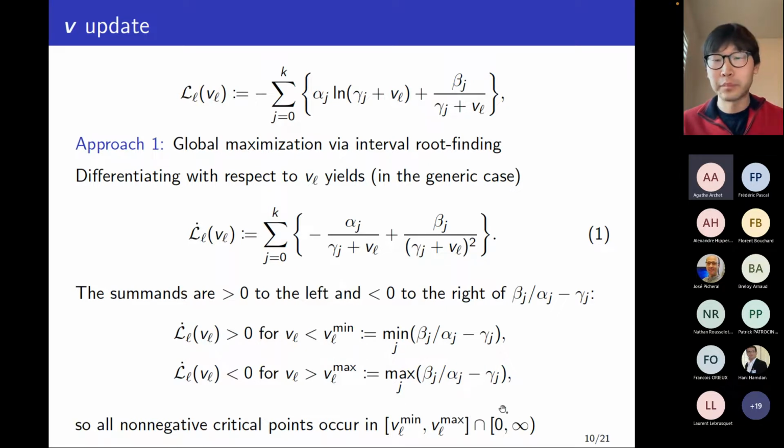Keep in mind that we're only interested in the non-negative critical points because the VLs, the variances here, have to be non-negative. So this is a good candidate for a technique called interval root finding. We use an off-the-shelf interval root finding package, which is able to find all of the critical points. Once we find all the critical points, we can evaluate them and choose the global maximum. So the first approach is global maximization with careful use of interval root finding methods.